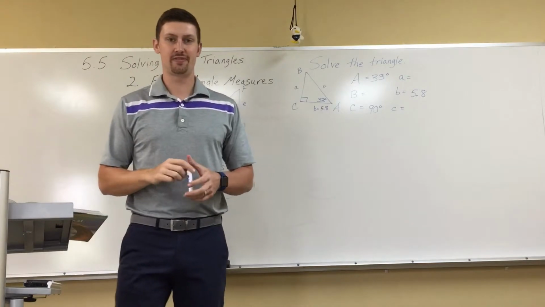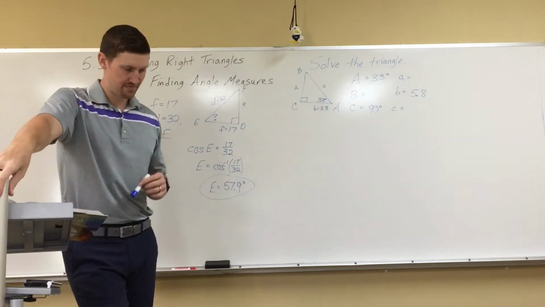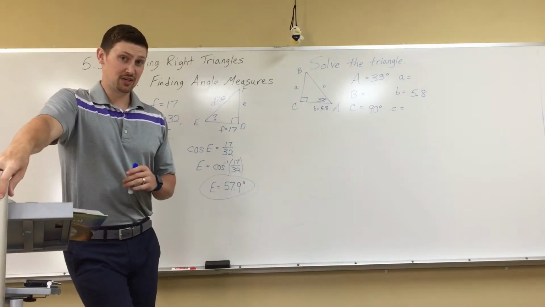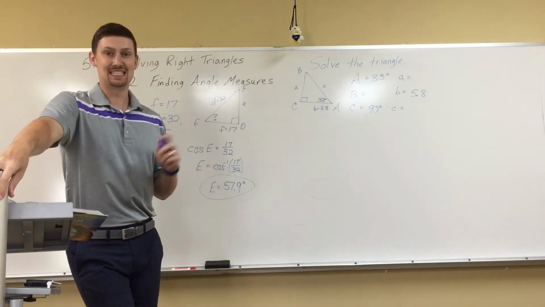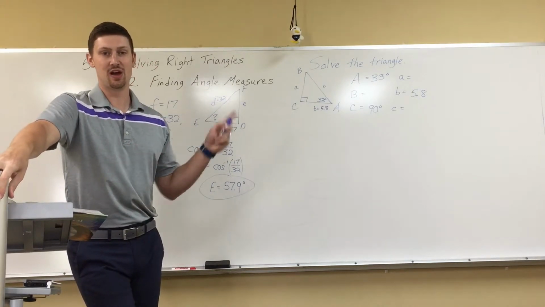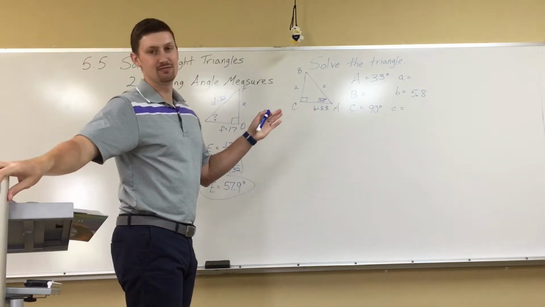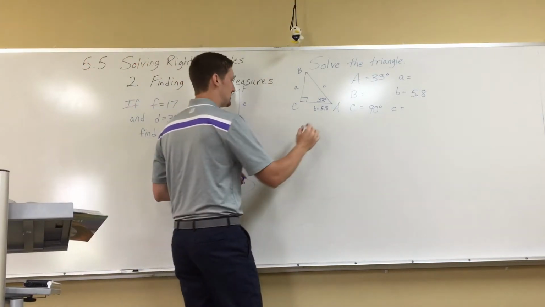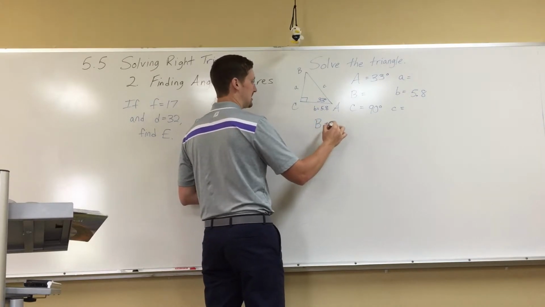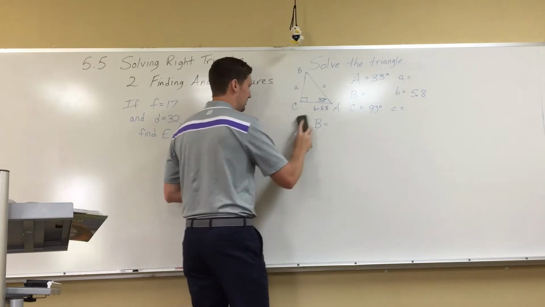What should we start with? Any ideas? What's the easiest thing to do first? Find the last angle. Why is that the easiest? We know they all have to add up to be 180. So just add up 90 and 33, subtract it from 180. In other words, angle B is going to equal, let's do that a little differently.